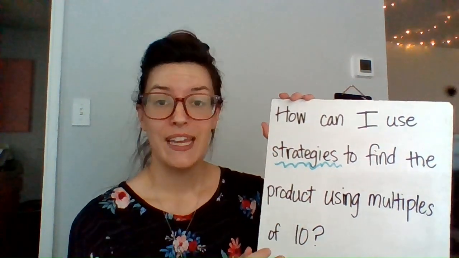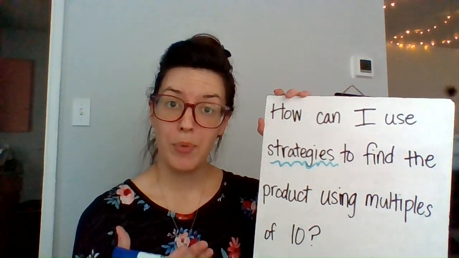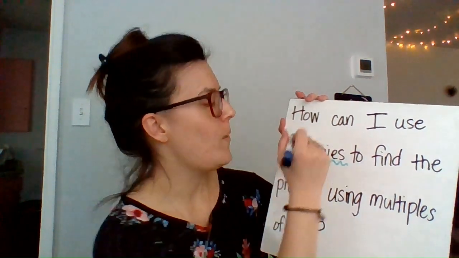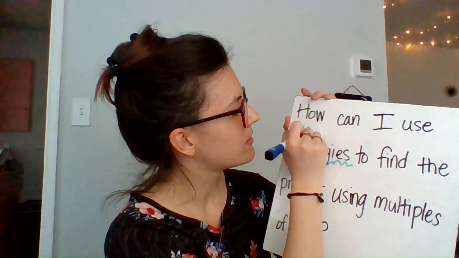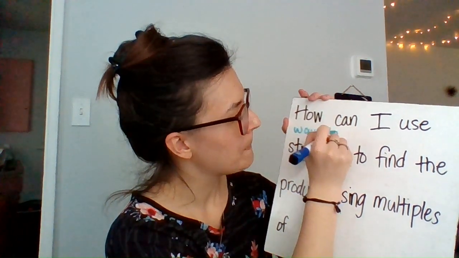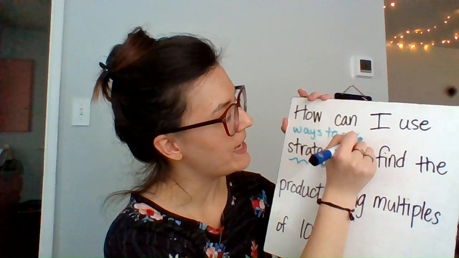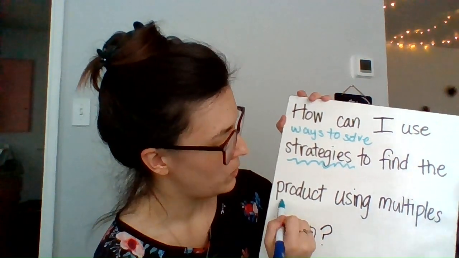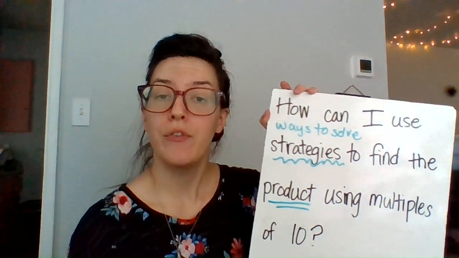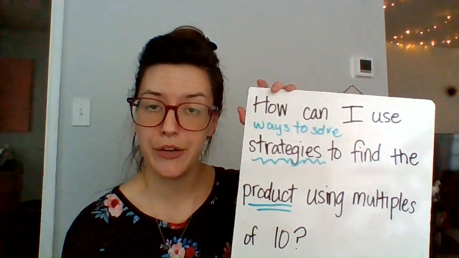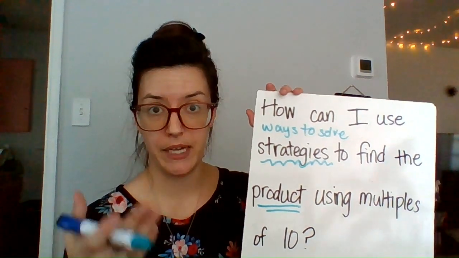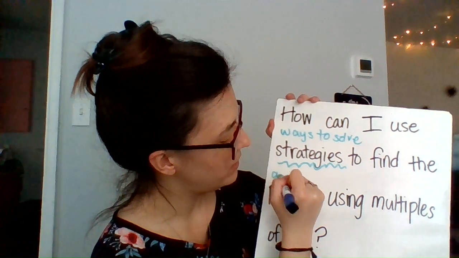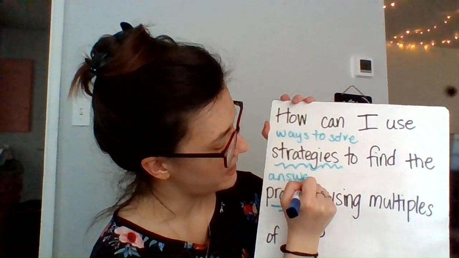A strategy is the ways that we solve a problem. They can be different tricks that we use, different ways of solving. So how can I use different ways to solve problems to find the product? Friends, what is a product? We are here at the end of 3rd grade. Lay it on me. That's right, a product is the answer for a multiplication problem.